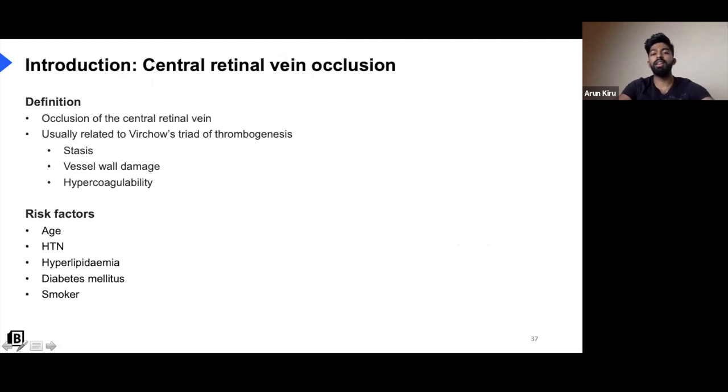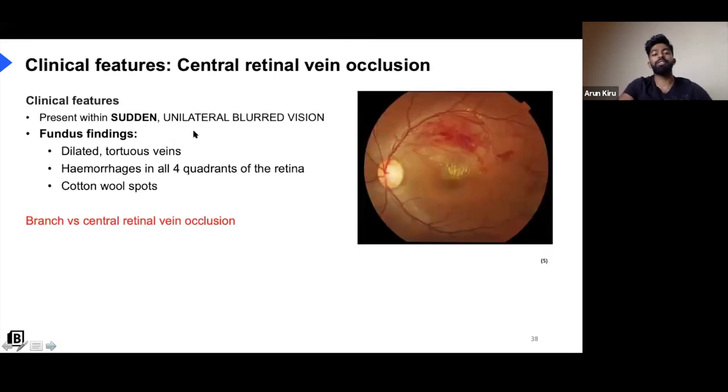Okay, CRVO, central retinal vein occlusion. What is it? It's occlusion of the central retinal vein, very straightforward. And it's basically a clot in the central retinal vein, like you get a clot anywhere else. So you get a DVT, a deep vein thrombosis in the leg. So it's usually related to Virchow's triad, which is stasis, vessel wall damage, hypercoagulability. So risk factors: older patients, hypertensive, high lipid levels, diabetes, smoker, which this patient had all of them. And as I said, clinical features: sudden unilateral blurred vision, which is painless.